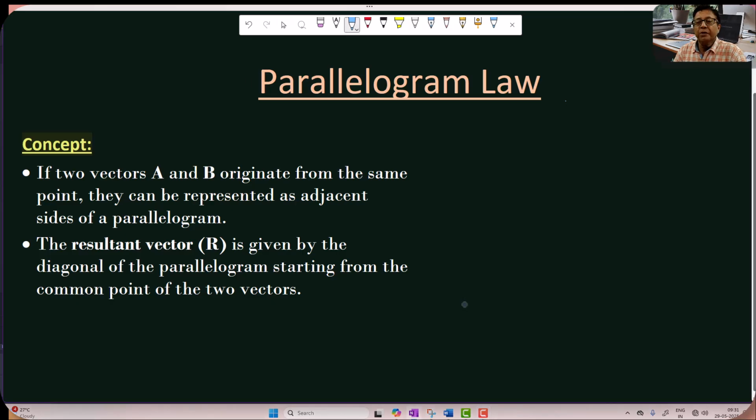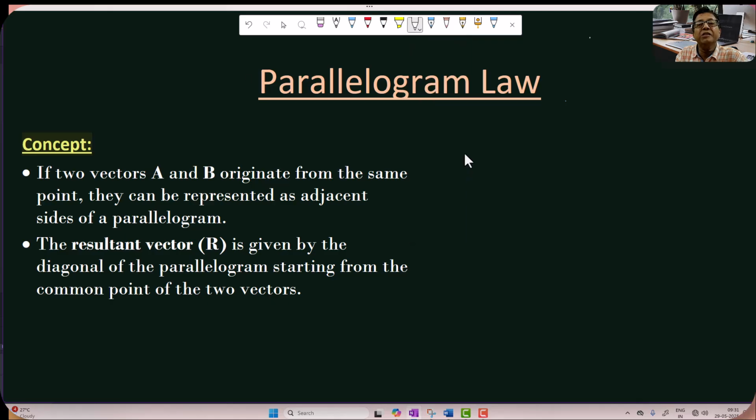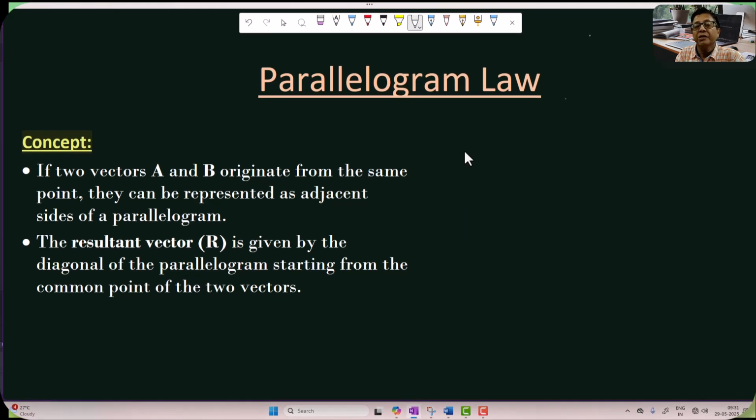What is parallelogram law? Let us try to understand. Triangle law, I assume that all of you remember what is triangle law of addition of two vectors. In parallelogram law of addition of two vectors, we need to start the vectors from the same origin.